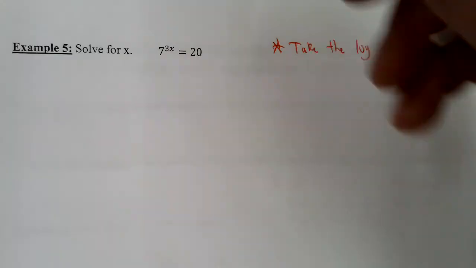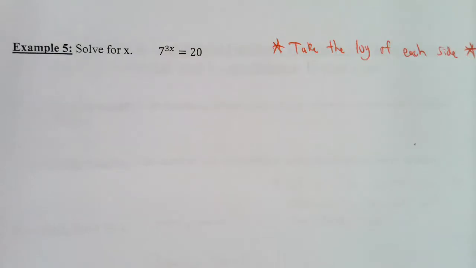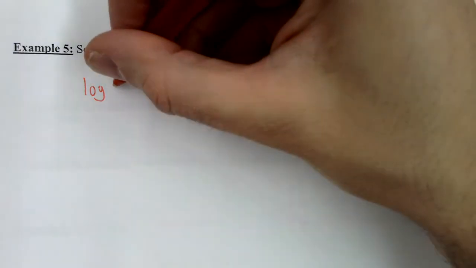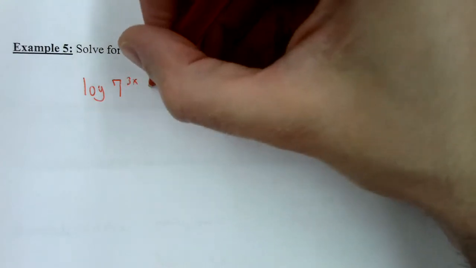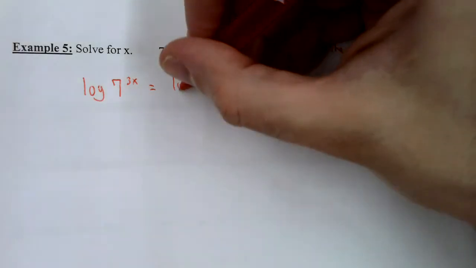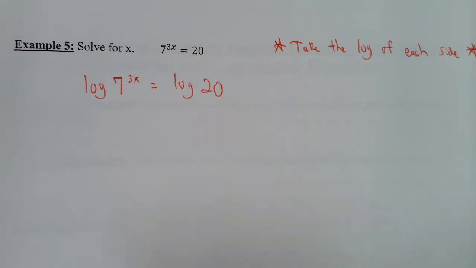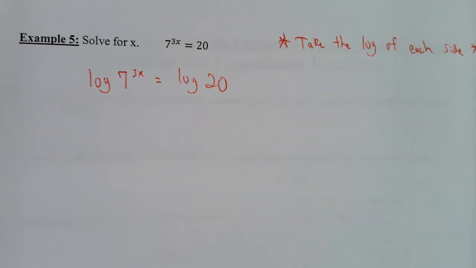Okay, so here's what I'm going to do. Take the log of each side. So on the left, log of 7 to the 3x power equals log of 20. Now you're going to use the power property from last class, where you take your exponent and you bring it out front.